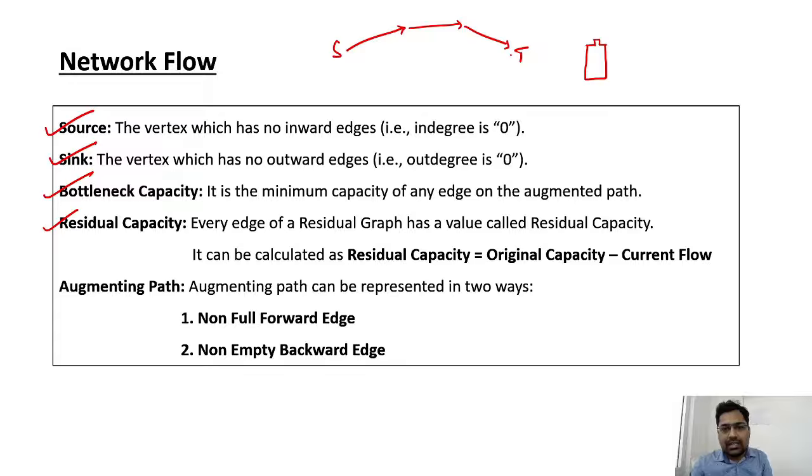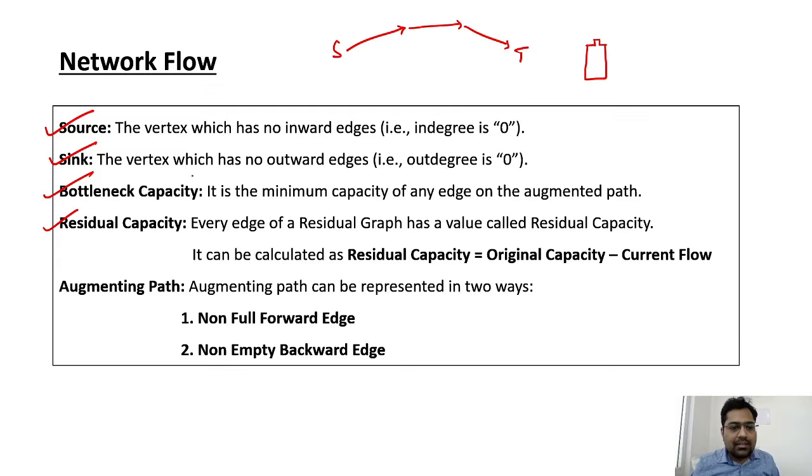Sink is represented as T in our book. Source is represented as S. This is not always the case, but we represent them as S and T as per the book. In future you can expect other notations, but there are many concepts out there, which is why I'm representing it from S to T.